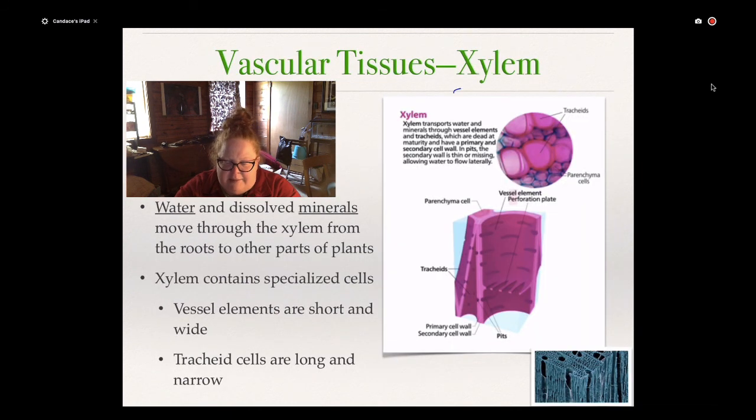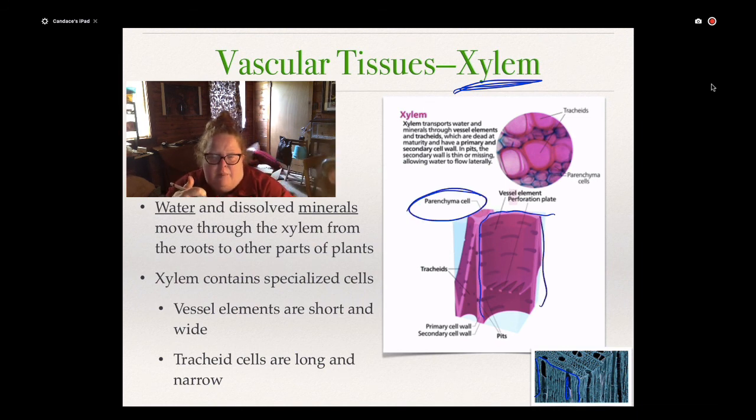So let's talk about xylem. Xylem, again, is used to transport water. Now, if we were to look at a cross-section of the xylem, so if we were to take the plant, this is a microscopic picture, and slice it and look at it along the sides, what we would see are these cells. And you can see that adjacent to them are parenchyma cells.